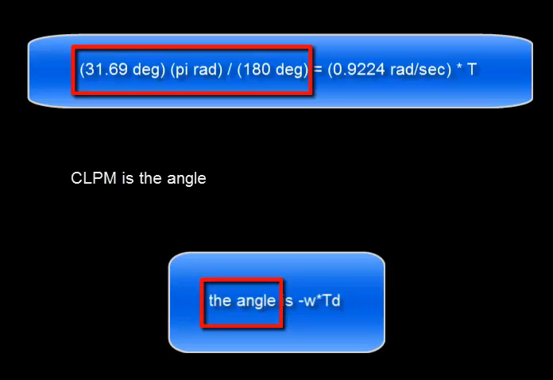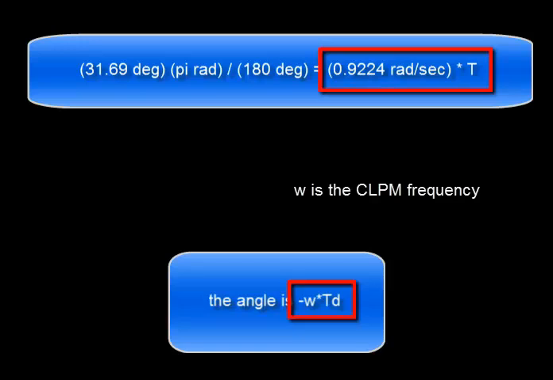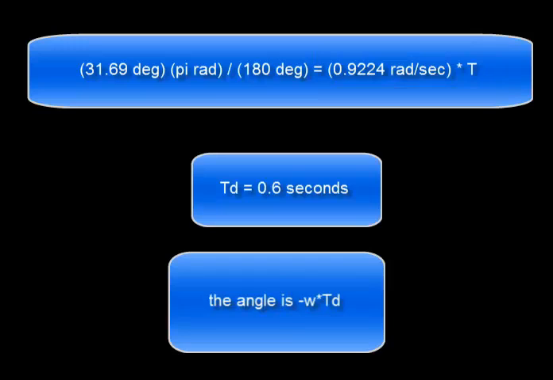Closed loop phase margin is the angle. Omega is the closed loop phase margin frequency. TD is calculated as 0.6 seconds. Which will now be demonstrated in a Simulink simulation.